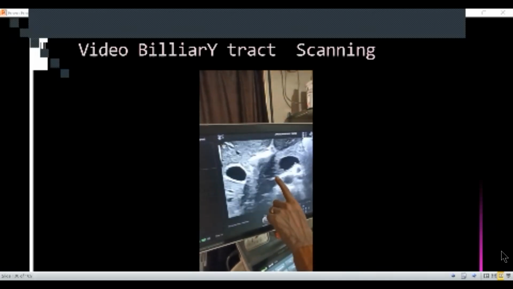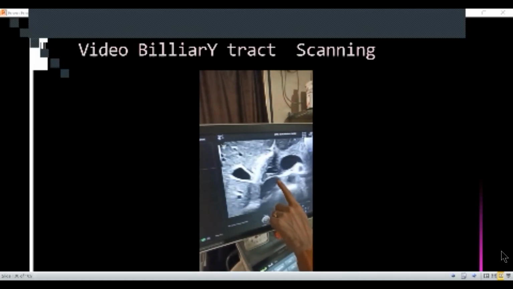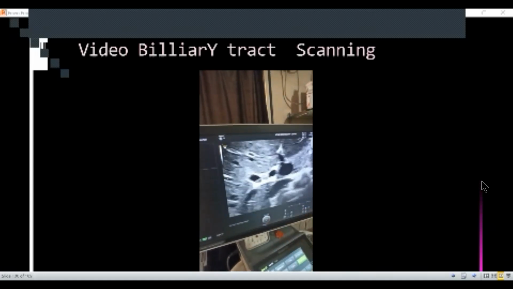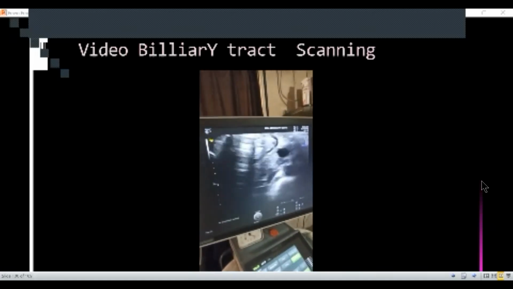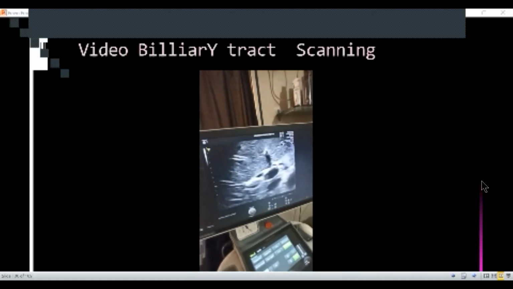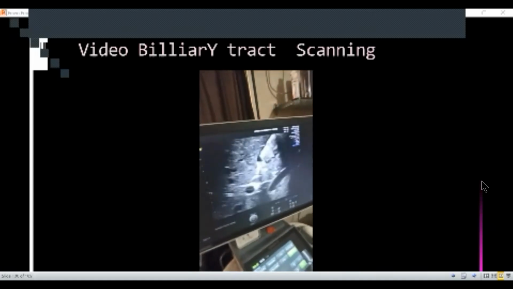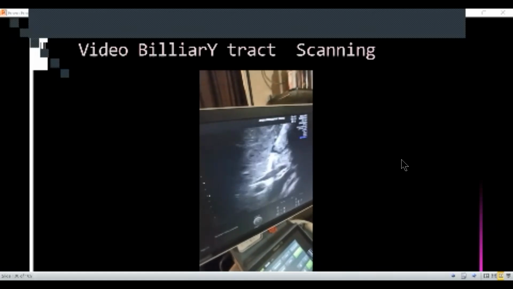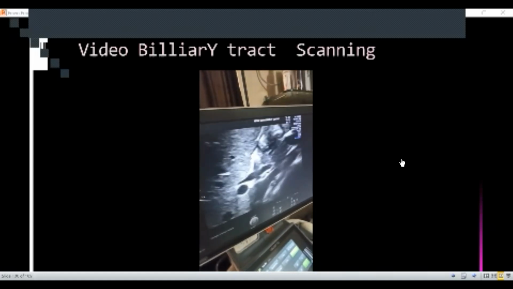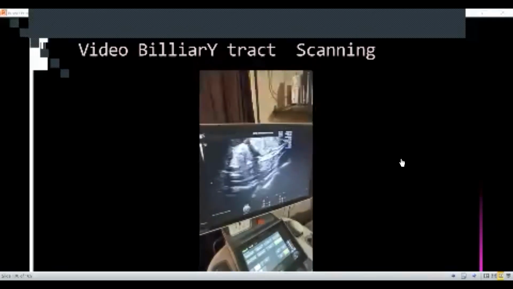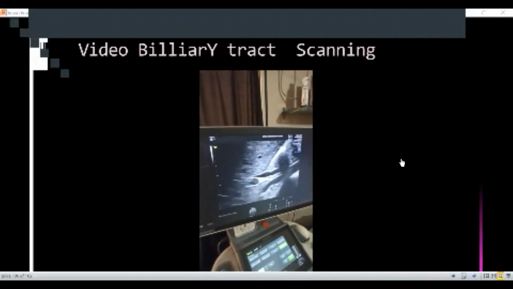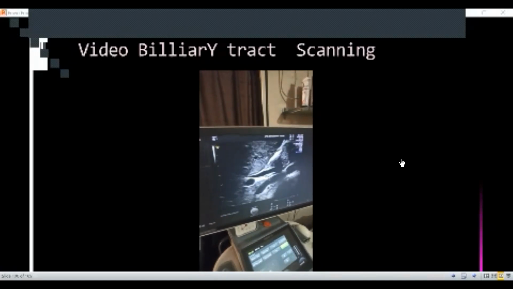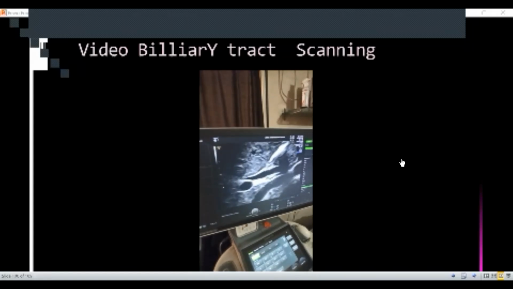This one, and then we can go toward the liver to see its axial section. This is how we can access the common bile duct in both sections. Now we have to take the measurement of the common bile duct.